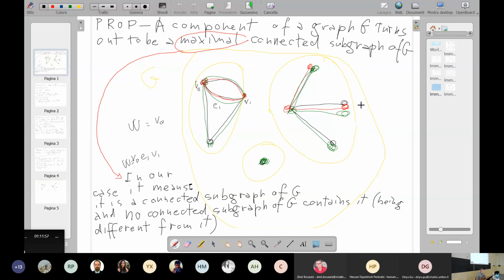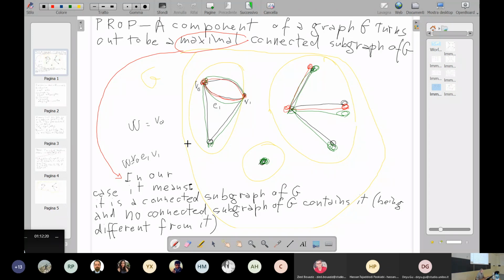So this is connected as well and contains the red subgraph properly. Is there a connected subgraph of G containing properly this green subgraph of 4 vertices? No. So the green one, on the right, is a maximal connected subgraph of G. So it is a component.